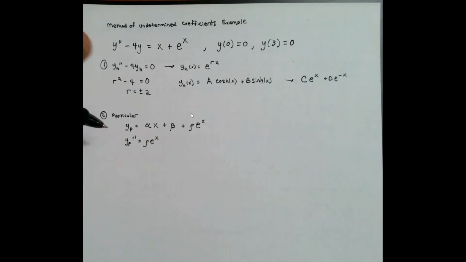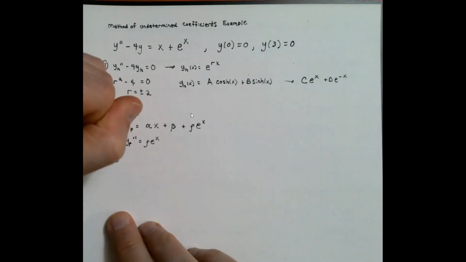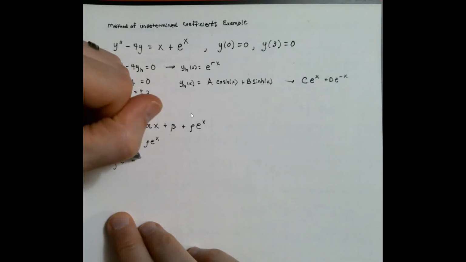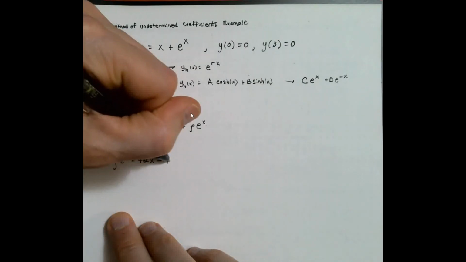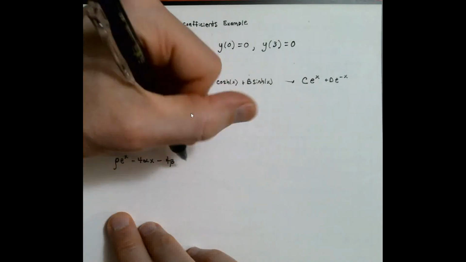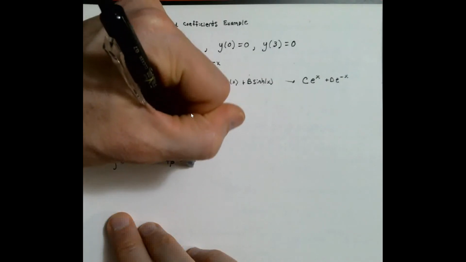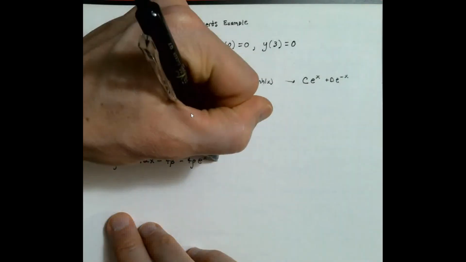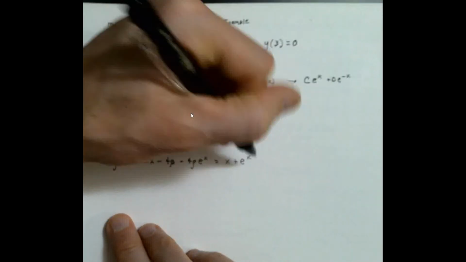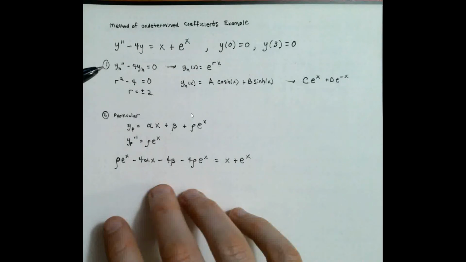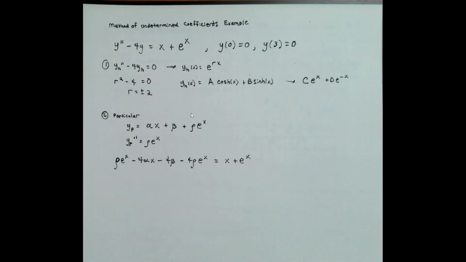And now we're going to plug that into our governing differential equation. And so we get rho e to the x minus 4 alpha x minus 4 beta minus 4 rho e to the x. And that has to equal x plus e to the x. And if it's going to be a solution, this equation needs to be true for all x, or for all x in the specified domain.